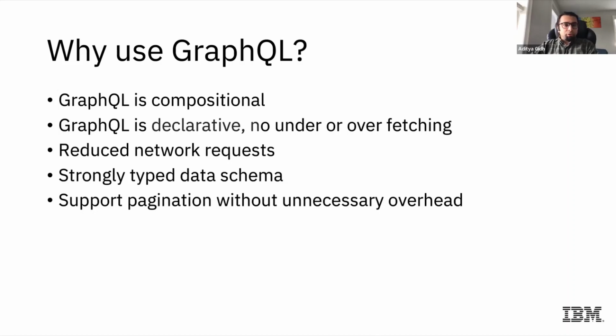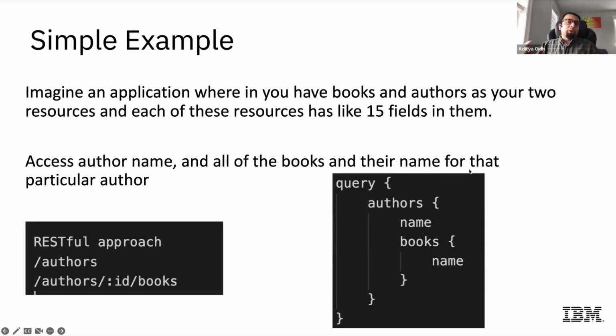Now, looking at a simple example. In this example, imagine an application wherein you have books and authors as the two resources. And think of it like these resources have 15 fields in them. So you could have a book with a name, description, page count, ISBN, say book cover, and so on and so forth. And you could have the same for authors. Now, as a part of this problem, I want to get all the authors and their names and all of the books for those authors and just need the name of those books.